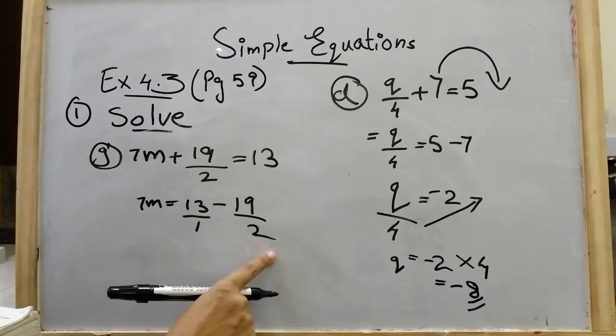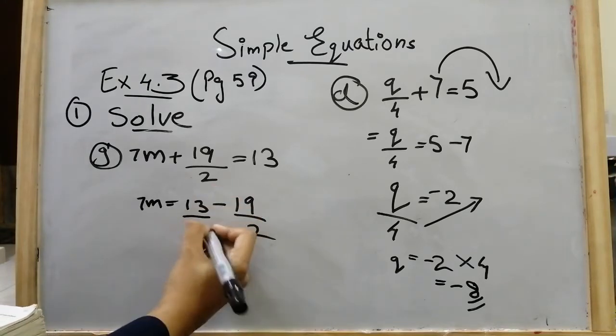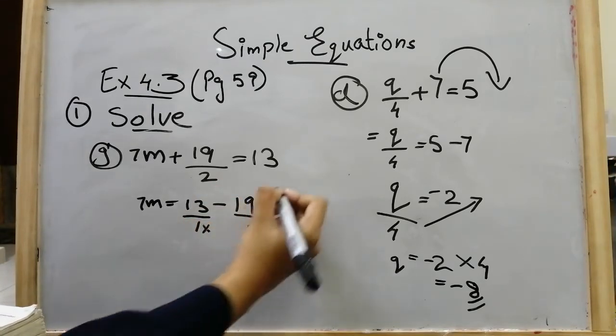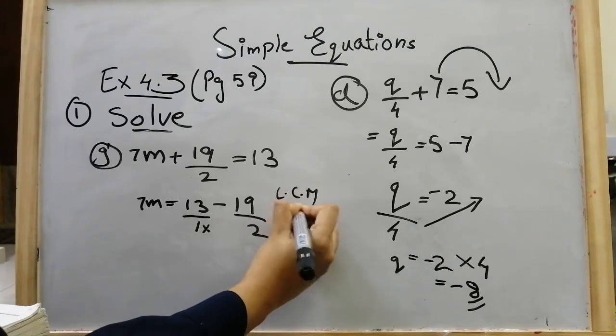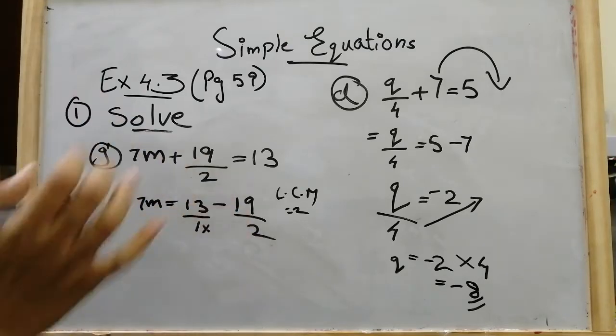Now the denominators have to be the same. 1 and 2, if you take the LCM, we know it will be 2. So we have to make both the denominators 2 because your LCM will be 2. Okay, 1 and 2 LCM we know is 2, right? If you want you can check, but I think everyone knows that when you take the LCM of any number with 1, the answer will be that number.